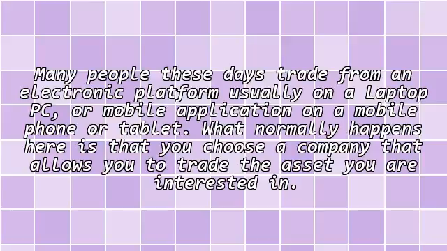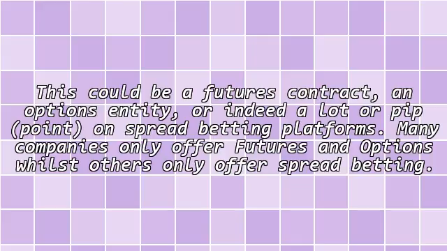Many people these days trade from an electronic platform, usually on a laptop, PC, or mobile application on a mobile phone or tablet. What normally happens here is that you choose a company that allows you to trade the asset you are interested in. This could be a futures contract, an options entity, or indeed a lot or pip coin on spread betting platforms. Many companies only offer futures and options, whilst others only offer spread betting.